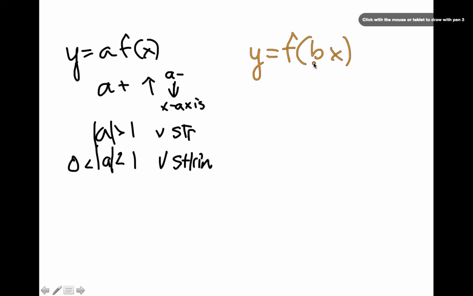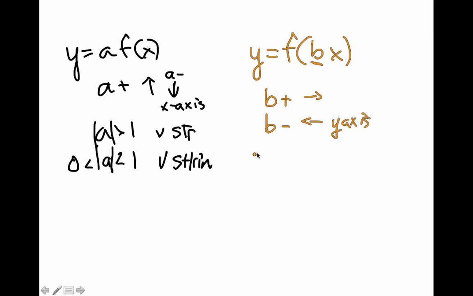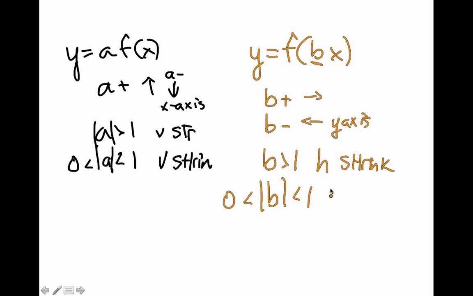For this parameter, it's all flipped, kind of like h and k. If b is positive, it keeps this shape here. If b is negative, then it's flipped over the y-axis. But in this case, if b is bigger than 1, we have a horizontal shrink. And if b is between 0 and 1, we have a horizontal stretch.